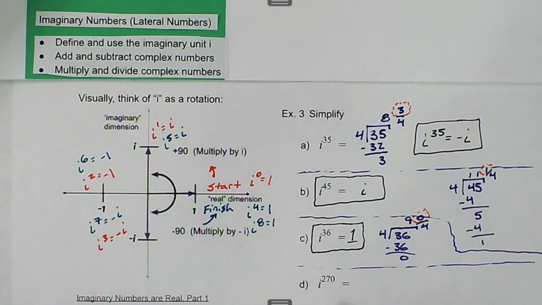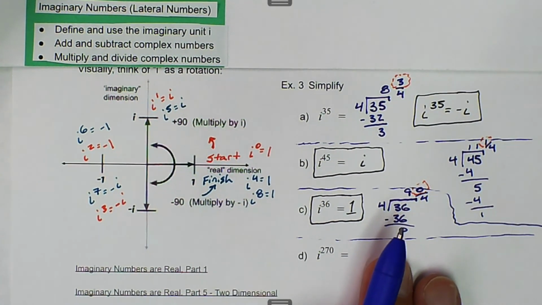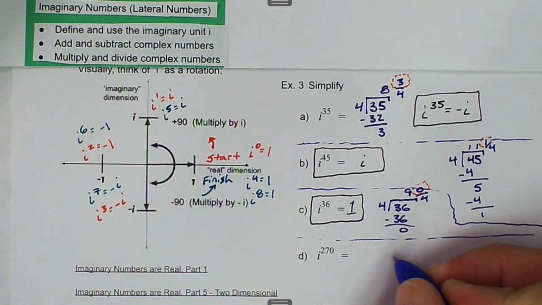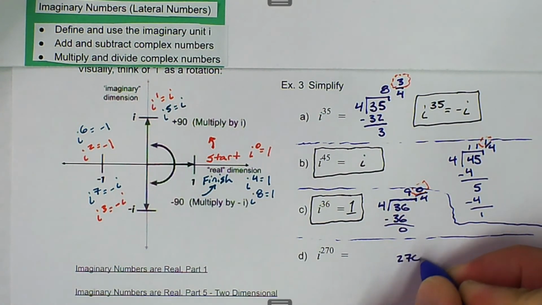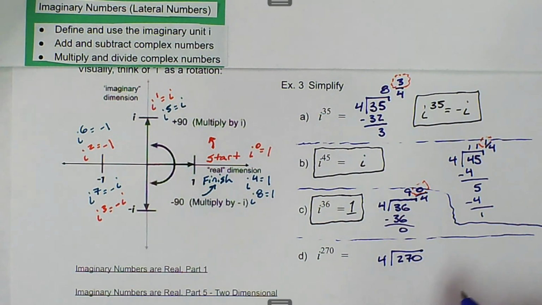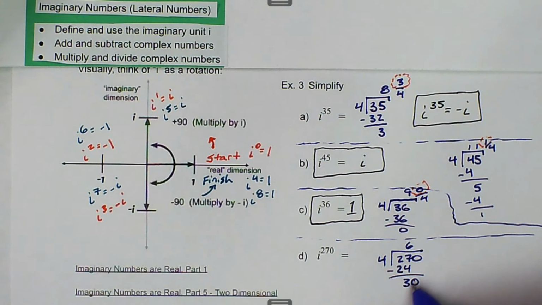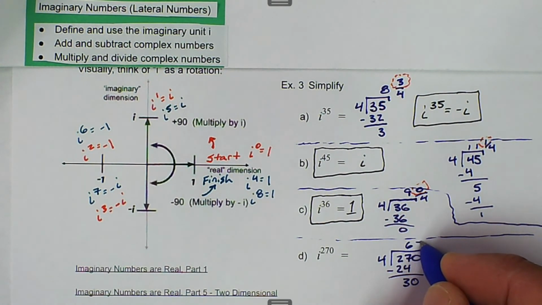Then we have i to the 270th. So we can slide this up a little bit. And we're going to do the same thing. 270 divided by 4. 4 goes into 27 6 times. So that's 24. And we subtract it and we get 3, and bring down the 0. And 4 goes into 30 7 times.